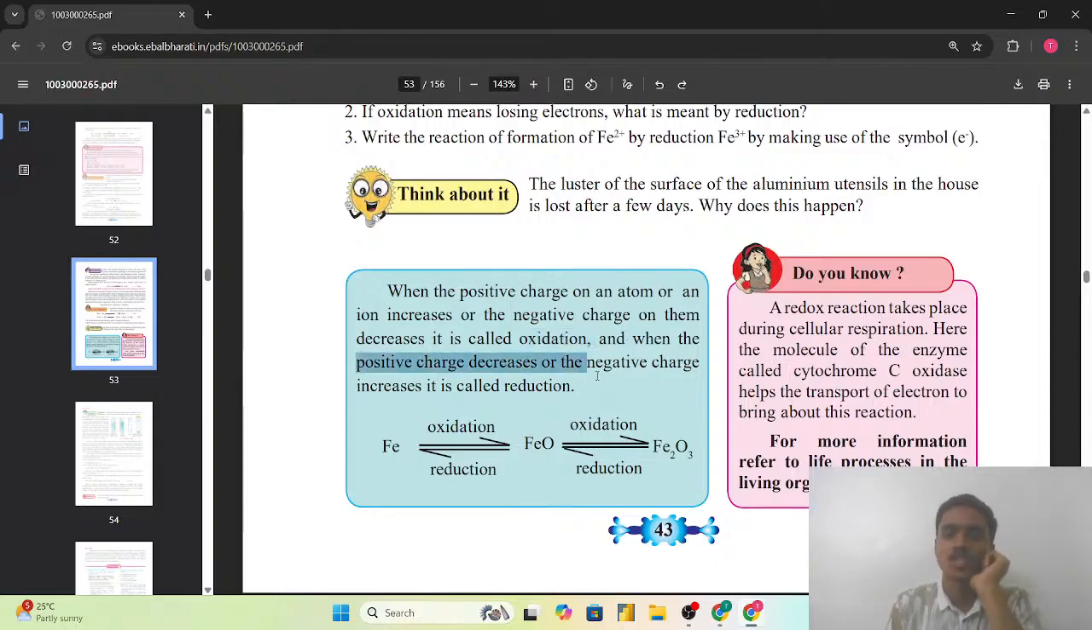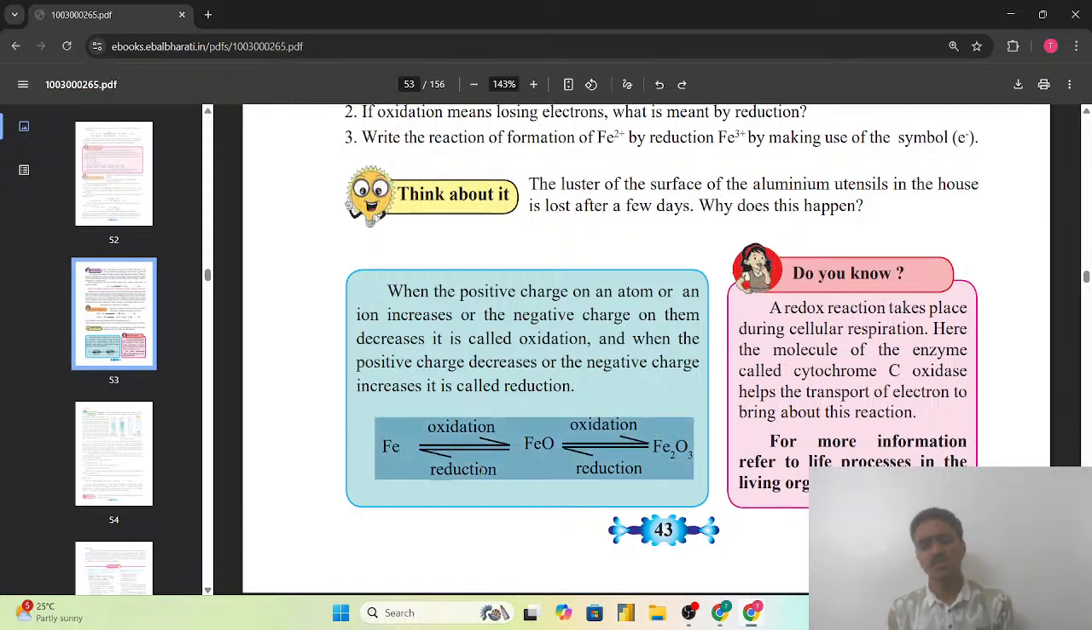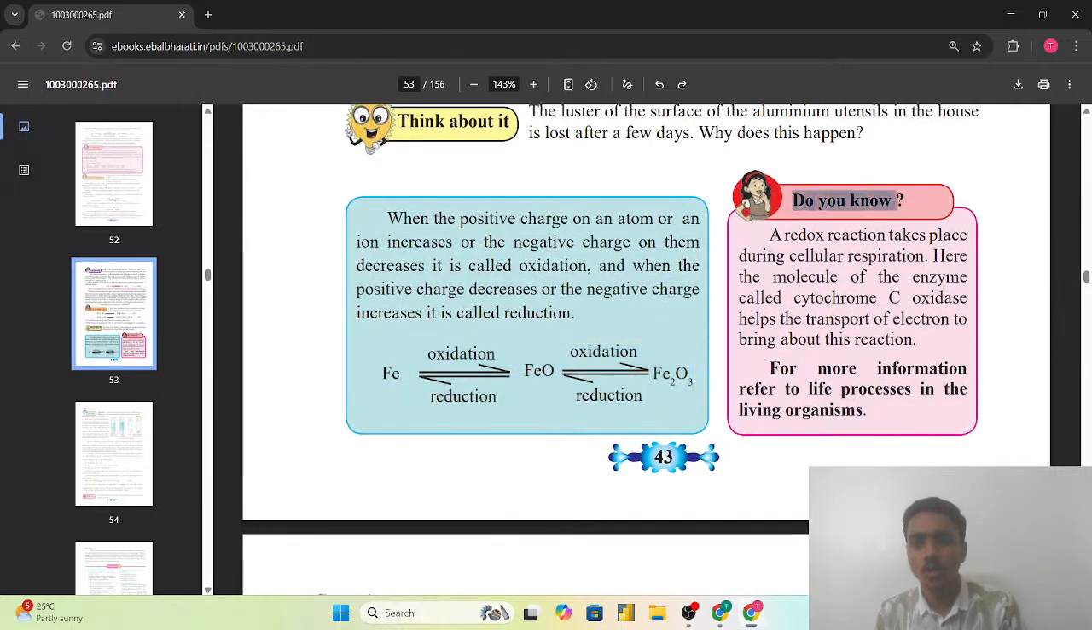And when the positive charge decreases and negative charge increases, reduction reaction. Iron oxidation: FeO to Fe2O3 is oxidation, Fe2O3 to FeO is reduction. Simple. Do you know a redox reaction takes place during cellular respiration?